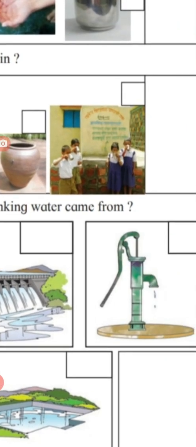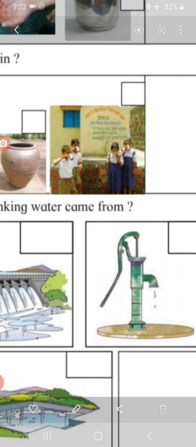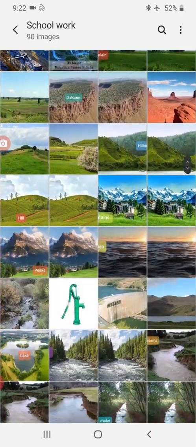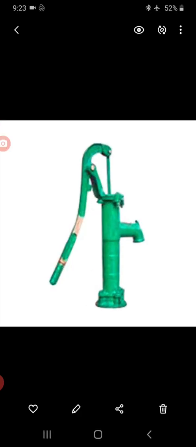Then some people use hand pump. Okay, this is also a hand pump picture over here. Hand pump to remove water from the ground. Okay, so the hand pump is constructed on the ground. The main part goes inside the soil, and from there the water comes out.